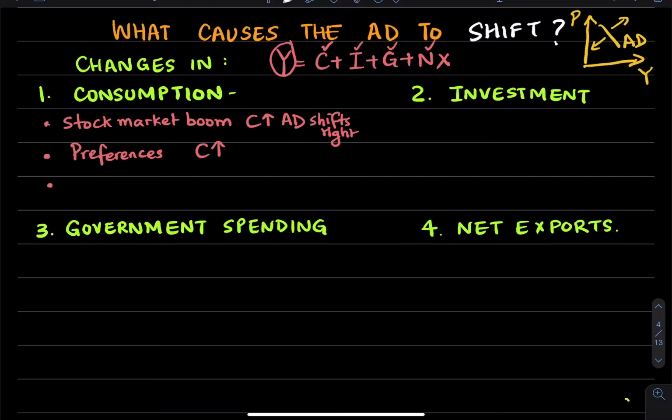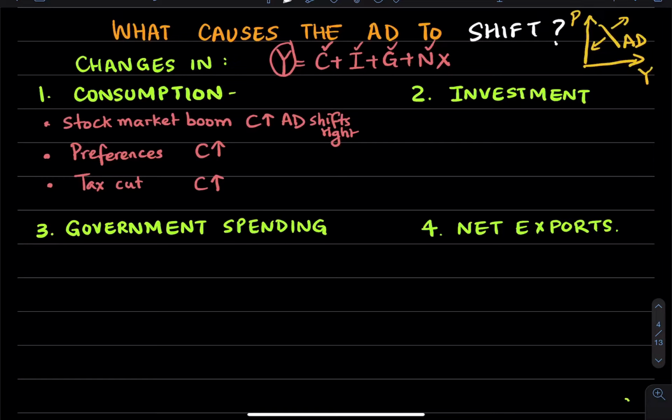And finally, if there is a tax cut, people would feel wealthier and they would spend more. So consumption would rise and aggregate demand curve would shift to the right. Okay, so you can apply the reverse reasons like a stock market crash or preferences for saving or tax hikes to suggest that aggregate demand curve would shift to the left.